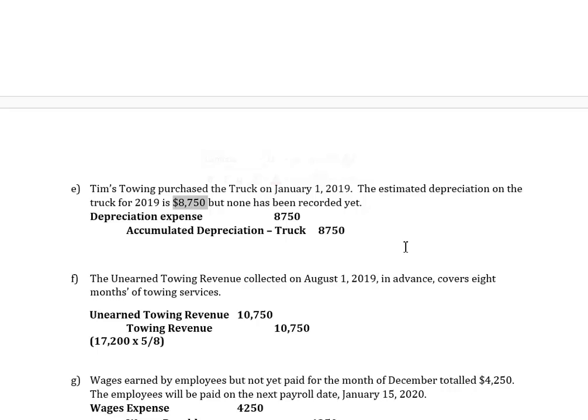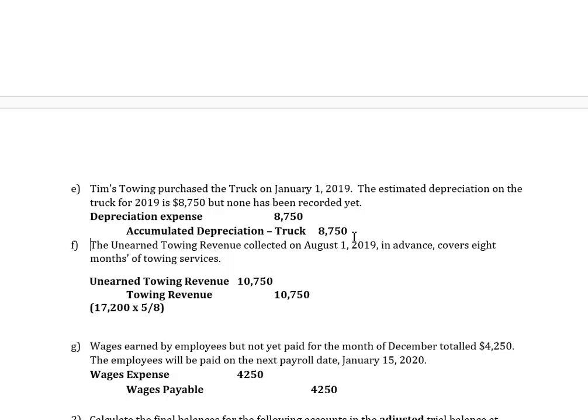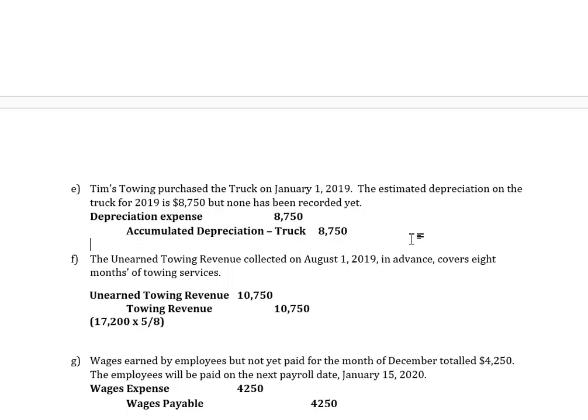So we're going to record our depreciation expense, which we're giving you here. You didn't have to calculate it, for $87.50, and we're going to credit accumulated depreciation on the truck. And you'll remember that the accumulated depreciation is what kind of an account? It's a contra liability account. So its normal balance is credit, and it's a contra account to the truck account. We'll do more work on that later on in this question.